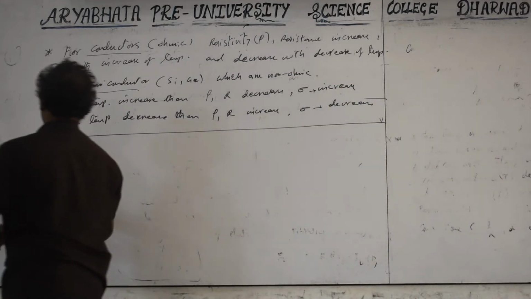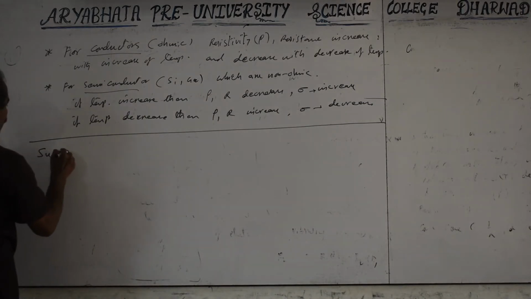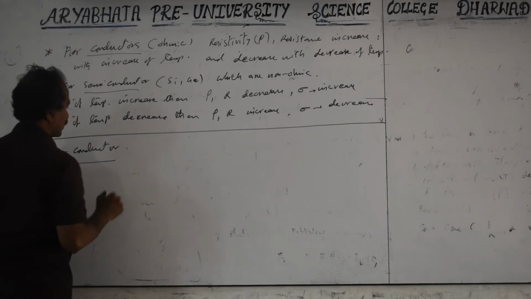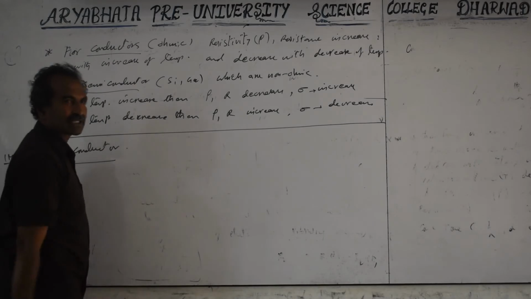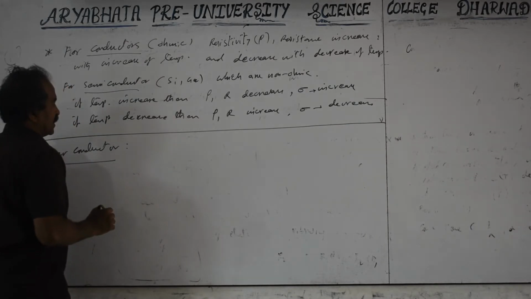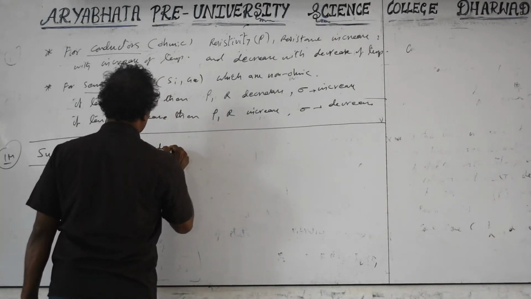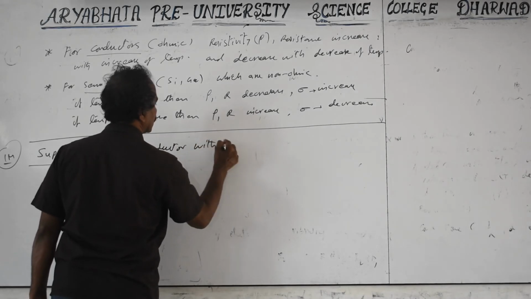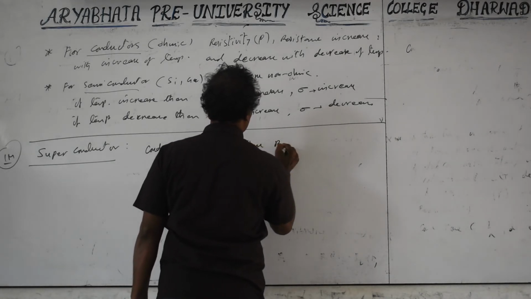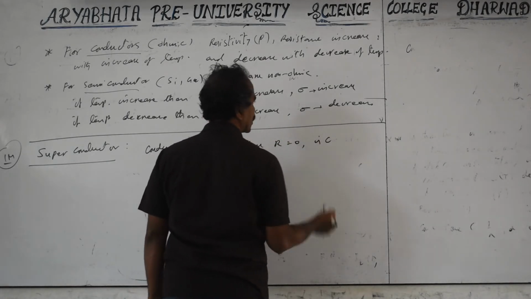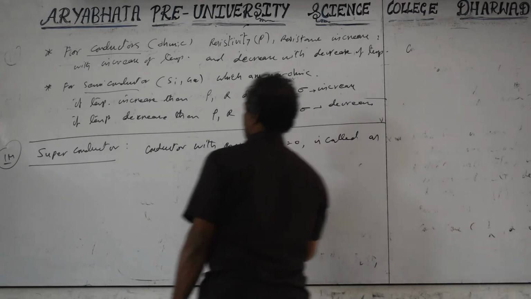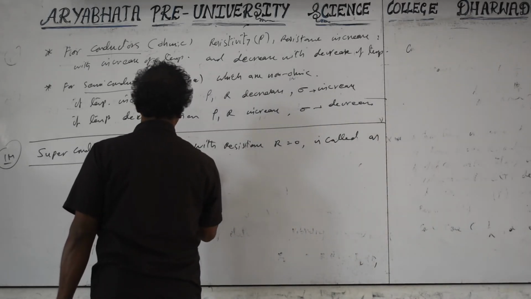Next is superconductors. One more question related to this topic. Superconductors again come in other topics later, in magnetism. That time the case is different. A conductor with resistance R equal to 0, and automatically resistivity rho also equal to 0, is called a superconductor.